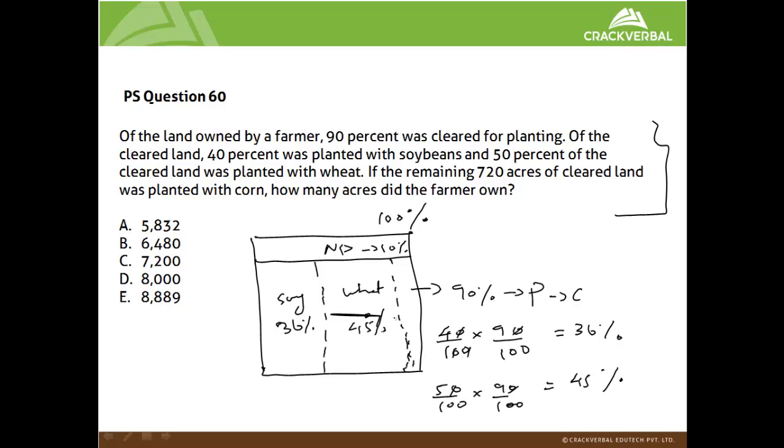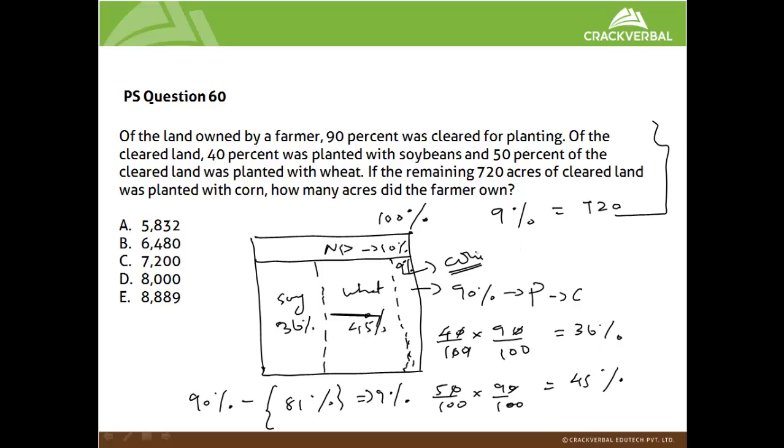Now the next line says, the remaining 720 acres of cleared land. What is remaining? 36% and 45% are used out of the cleared land. So 36 plus 45 will give you 81. 90% minus 81% leaves you 9%. They are saying this 9% of land is worth 720 acres, which they have planted with corn.